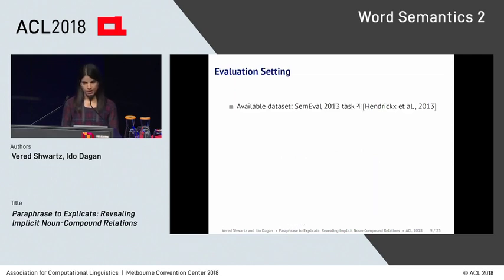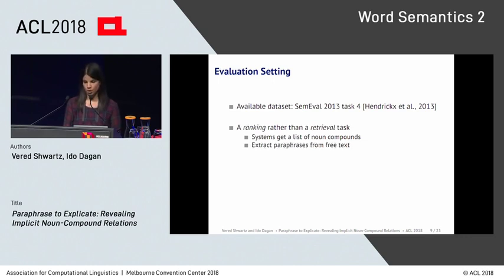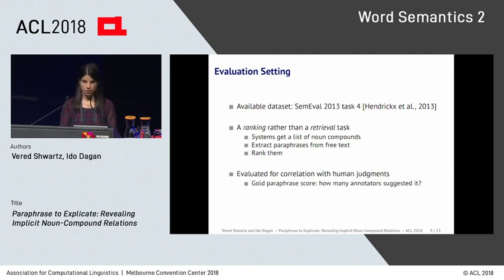In practice, our evaluation setting is a bit different. We worked with the only available dataset for this task, which is the SemEval 2013 Task 4. And rather than being defined as a retrieval task, like I just defined it, it's actually a ranking task. So what happens in this task is that systems get a list of noun-compounds, and they have to extract paraphrases for each compound from free text, from a corpus, and they have to rank them. And then they are evaluated for correlation with human judgments. And the gold paraphrase score was determined by the number of annotators that suggested each paraphrase.